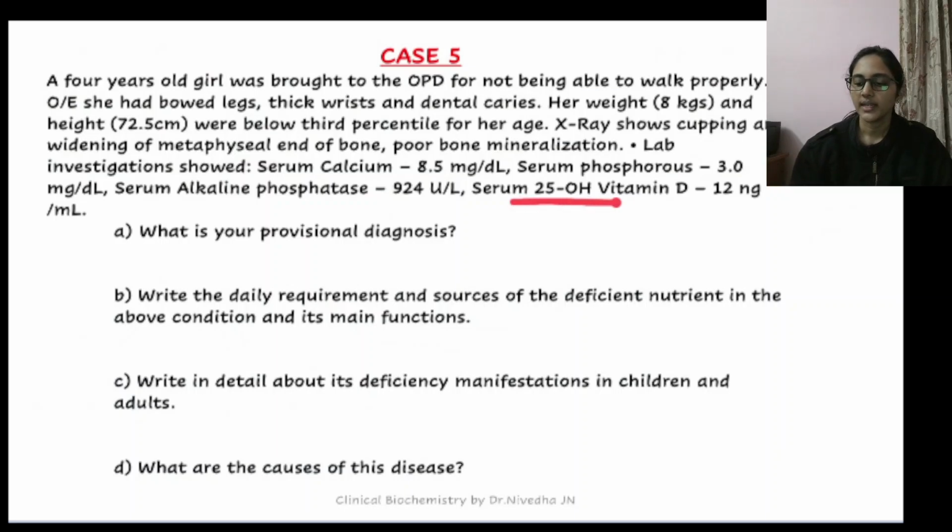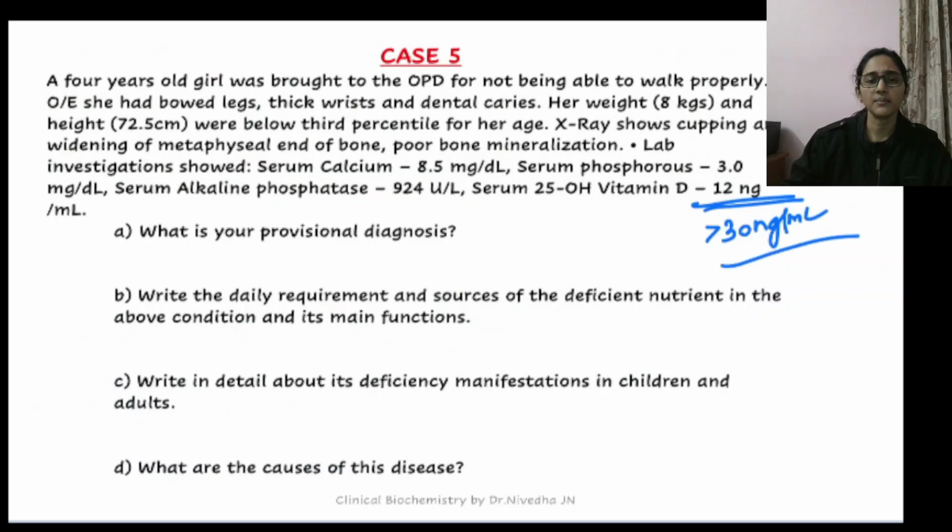And serum 25-hydroxy vitamin D is the most common vitamin D that we measure for vitamin deficiencies. That is 12 nanogram per ml. So what's the normal range? Usually they give you the normal range, but sometimes they don't. For calcium, phosphorus, alkaline phosphatase and all that, I know you know, because you will learn. But for vitamin D, more than 30 nanogram per ml is the normal range. So here it is deficient. With the help of these symptoms only, you will be able to find it is vitamin D deficiency.